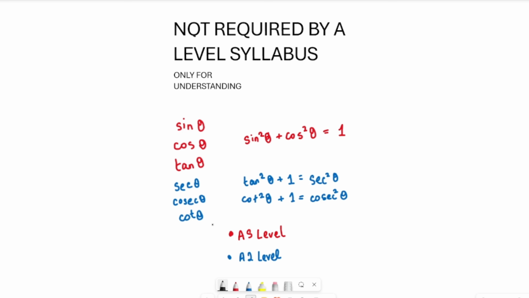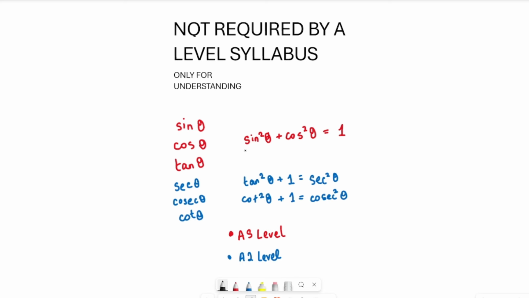So I have the functions you learn in AS marked in red, and I have the functions you learn in A2 marked in blue. So the functions you have in AS are sine theta, cosine theta, and tan theta, and the functions you have in A2 are secant theta, cosecant theta, and cotangent theta.